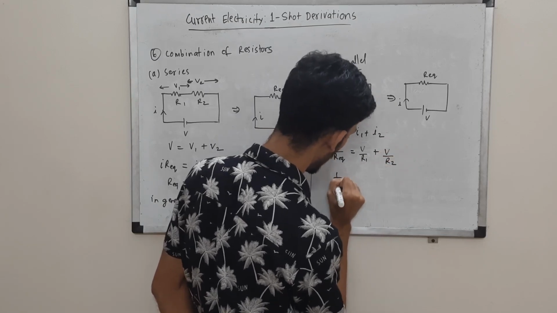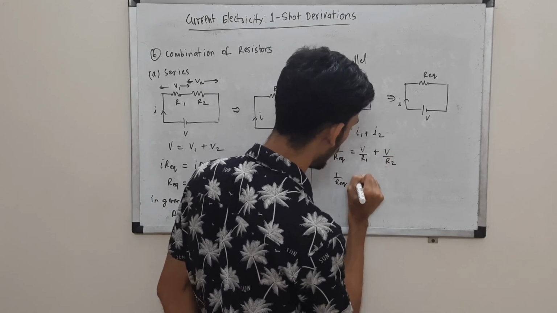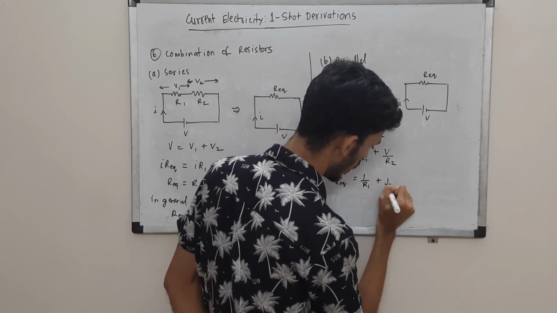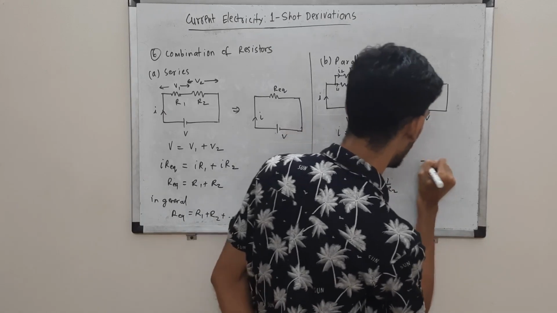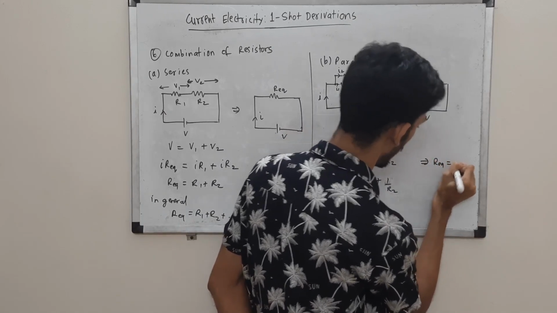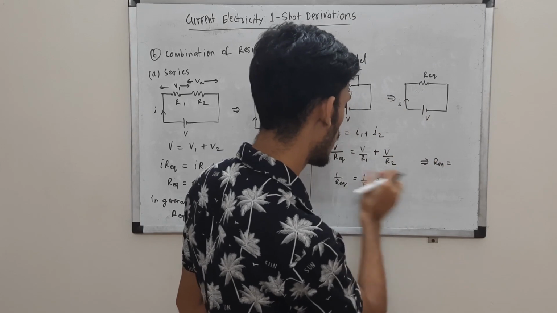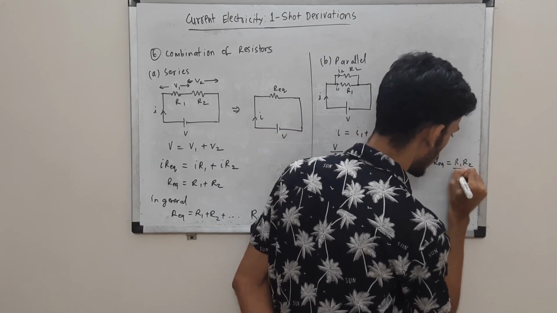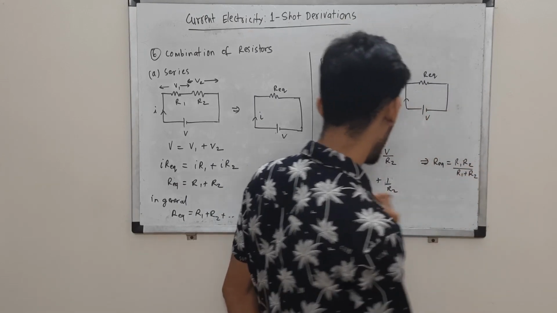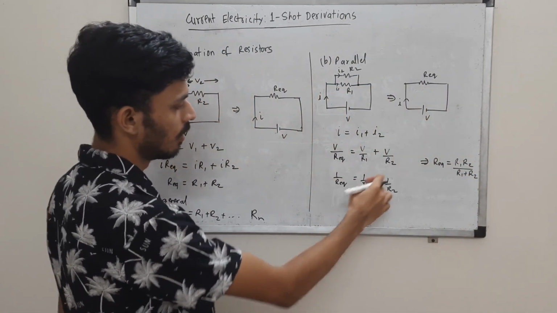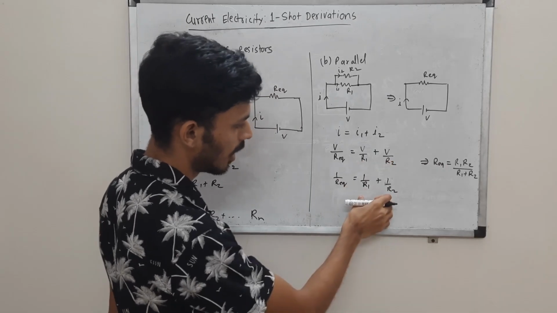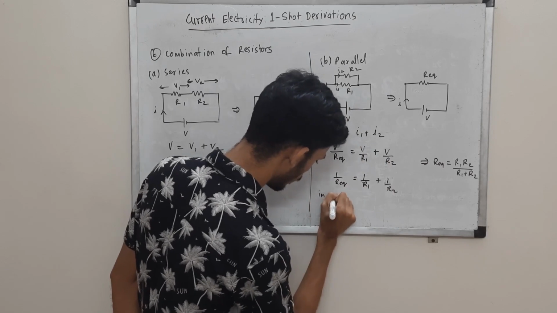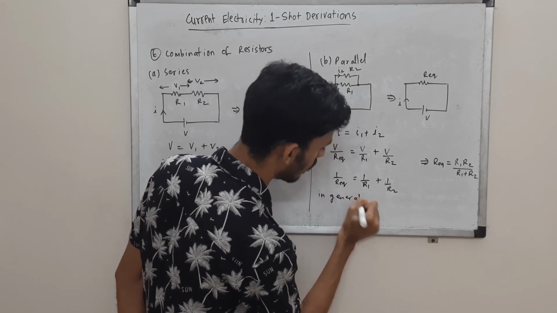So you can see that 1 by R equivalent, V can cancel throughout, is 1 by R1 plus 1 by R2. Or in case of two resistors, you can directly remember it is product upon sum. You just have to take the product and then the sum, then reciprocal. So product upon sum. If you simplify it further, take the LCM, and on top you will get sum, down you will get product, and then reciprocal. Now in general you won't have a formula in this format.